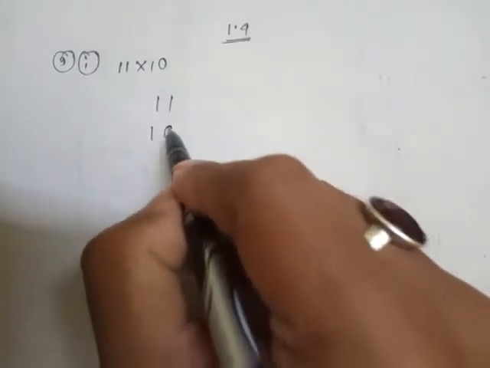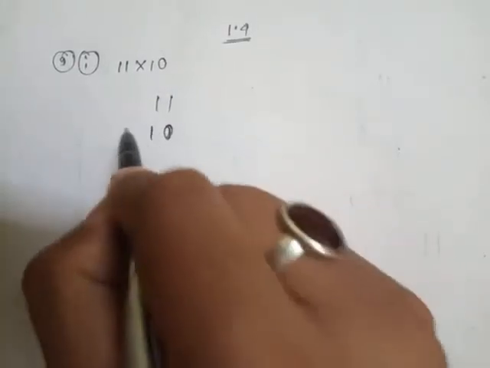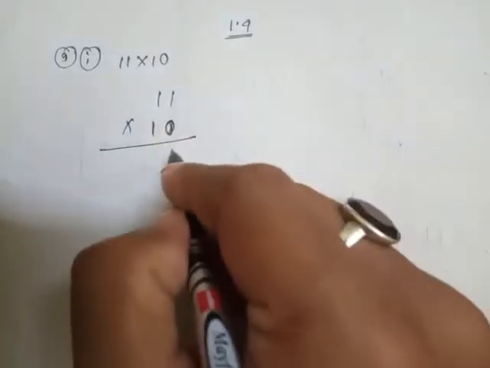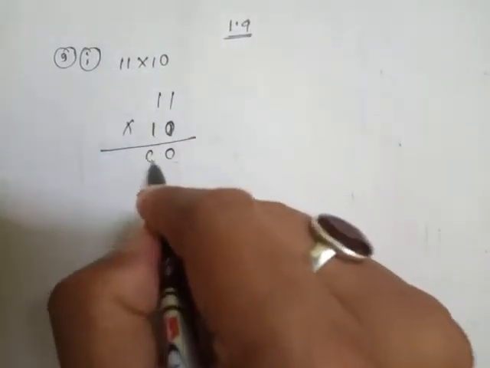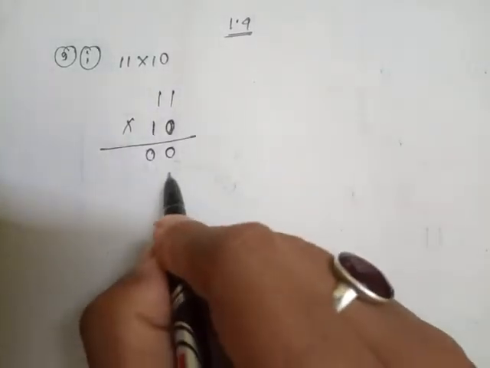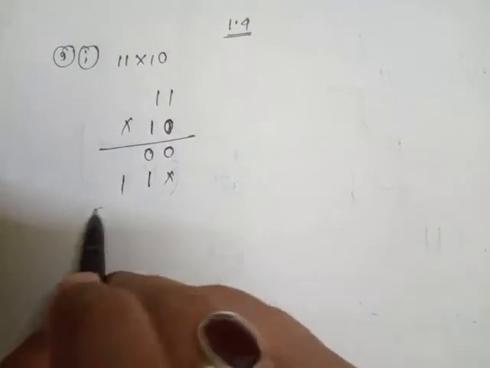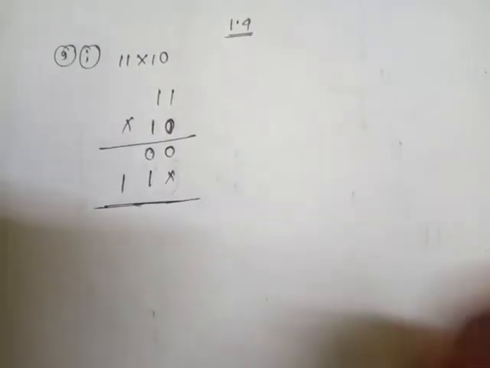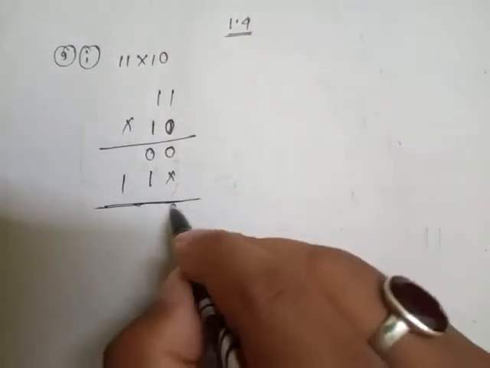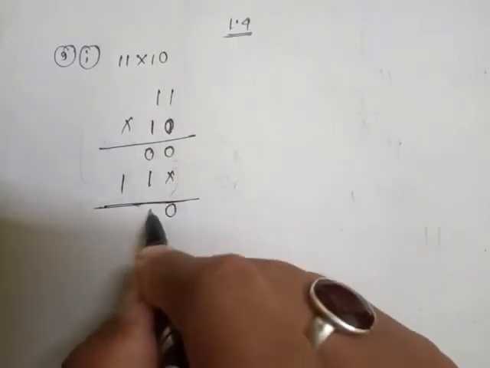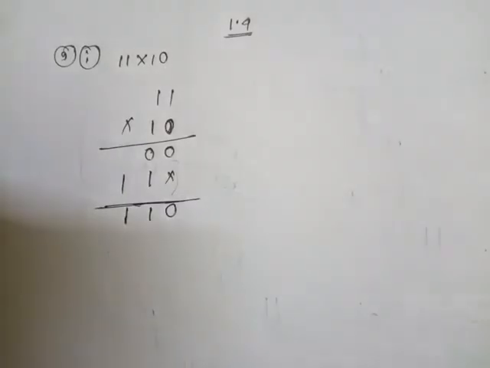11 and 10. Go for the multiplication. Normally 0 into 1 is 0, 0 into 1 is 0, and here we'll give the multiplication sign, 1 into 1, 1 into 1. Now after that we are just going to add the digits. 0 will be here, and 0 plus 1 is 1, and there is 1. This is the answer of the first question, 9 Roman 1.